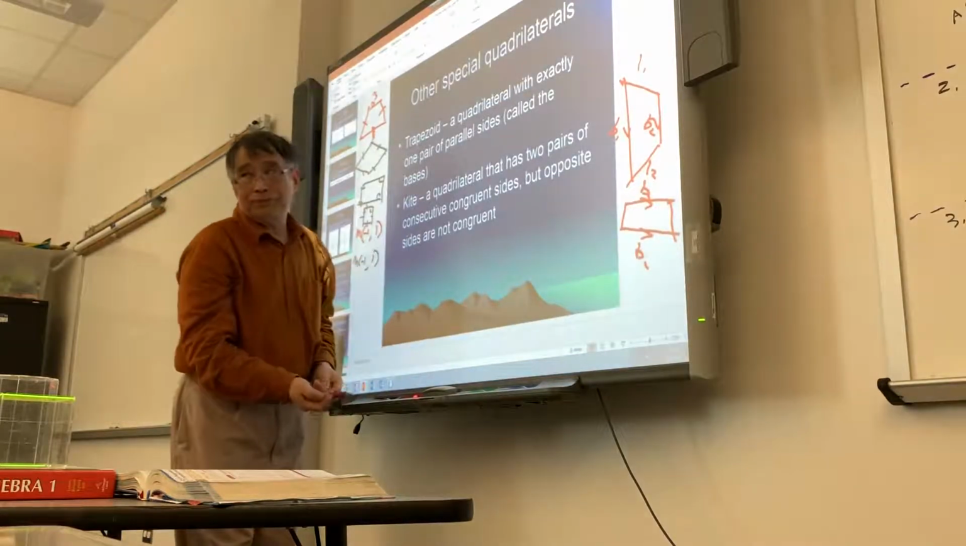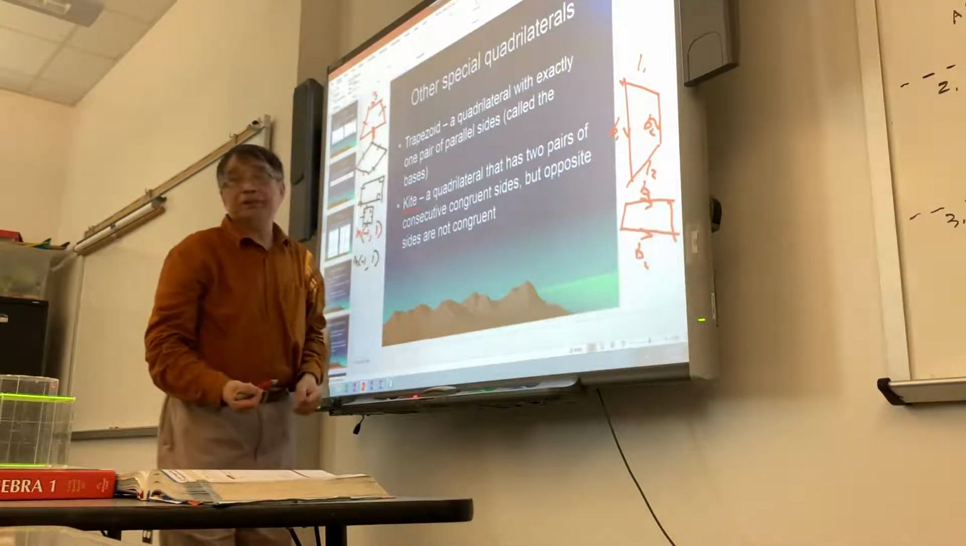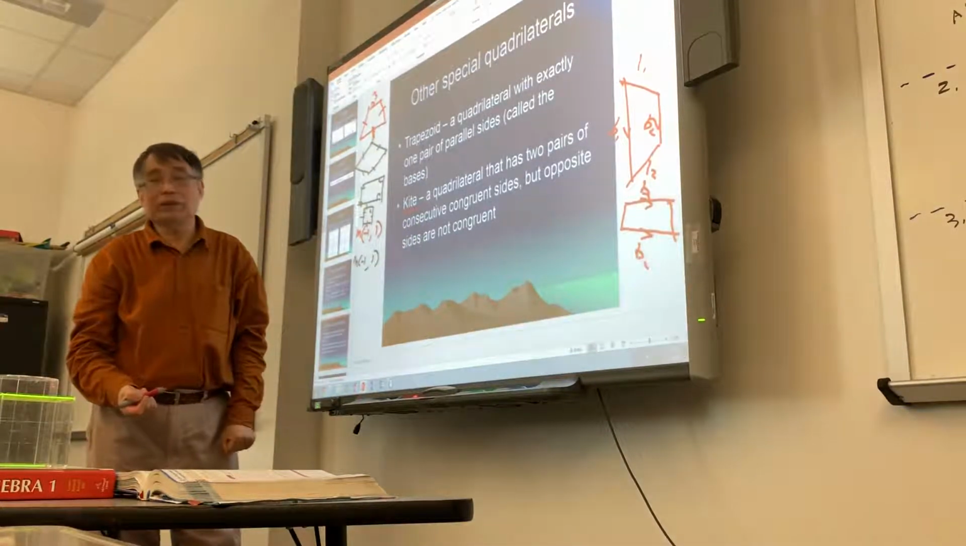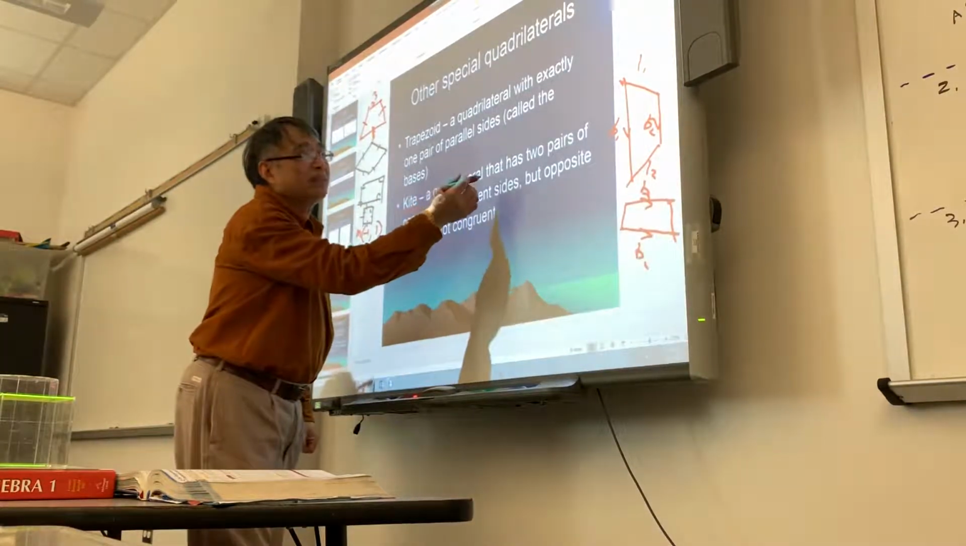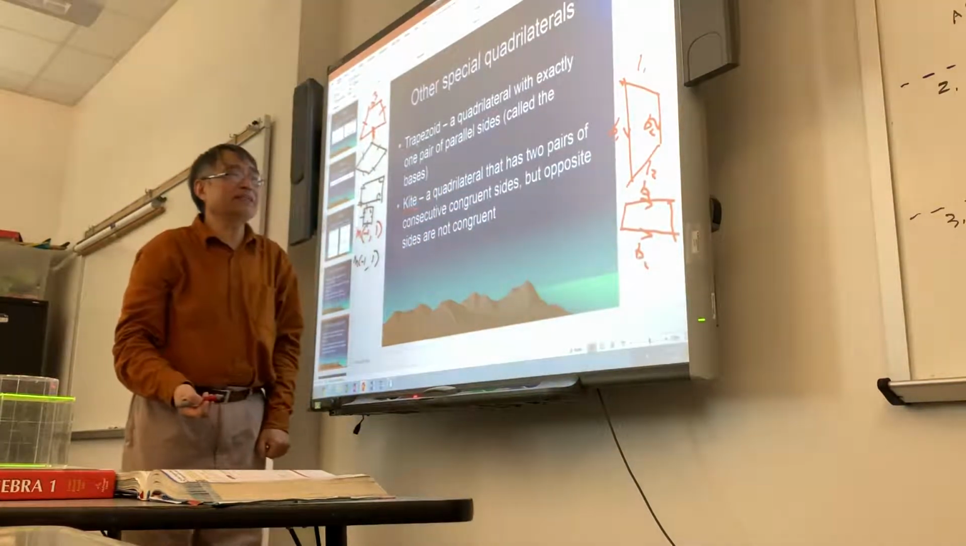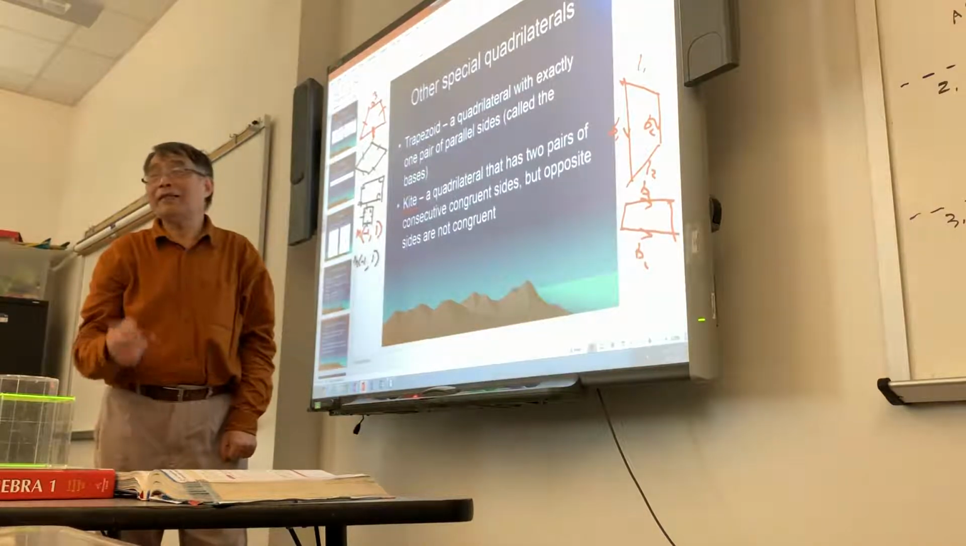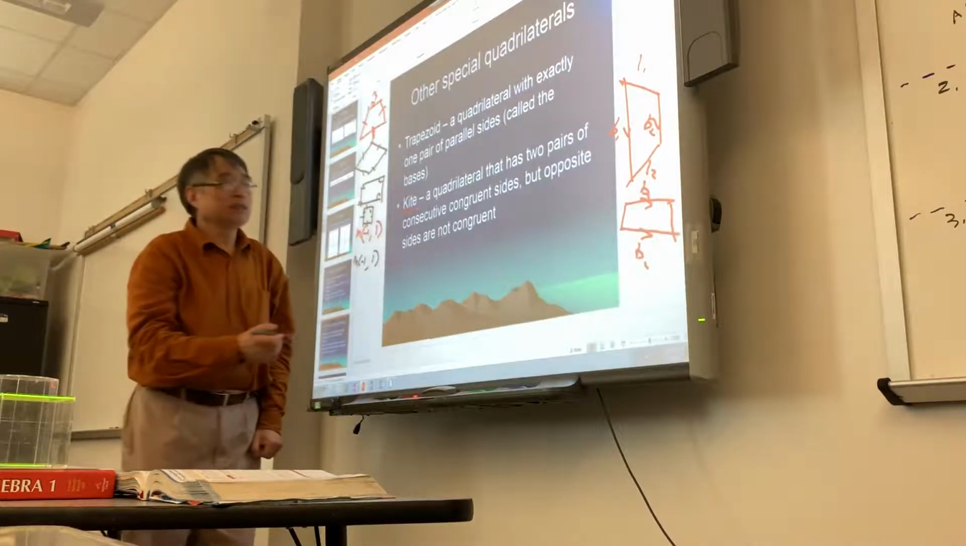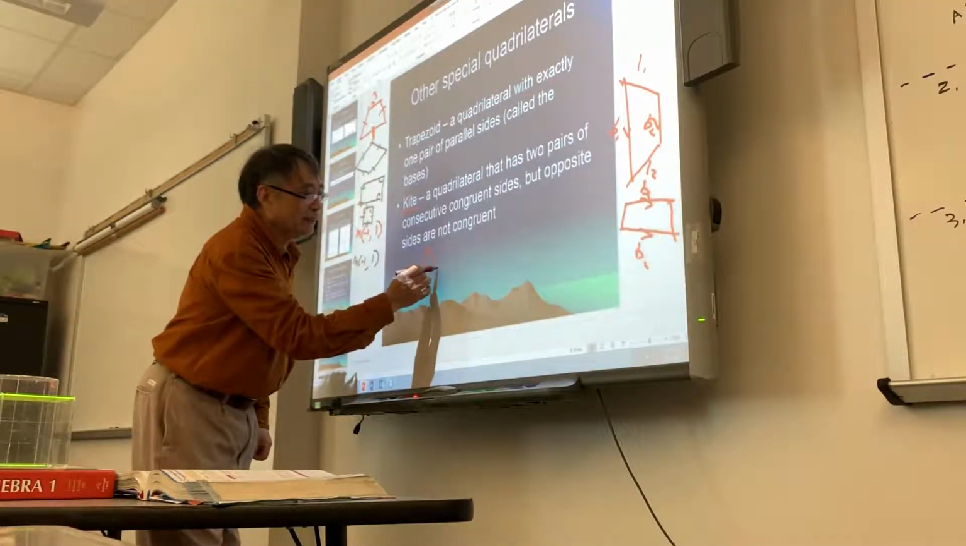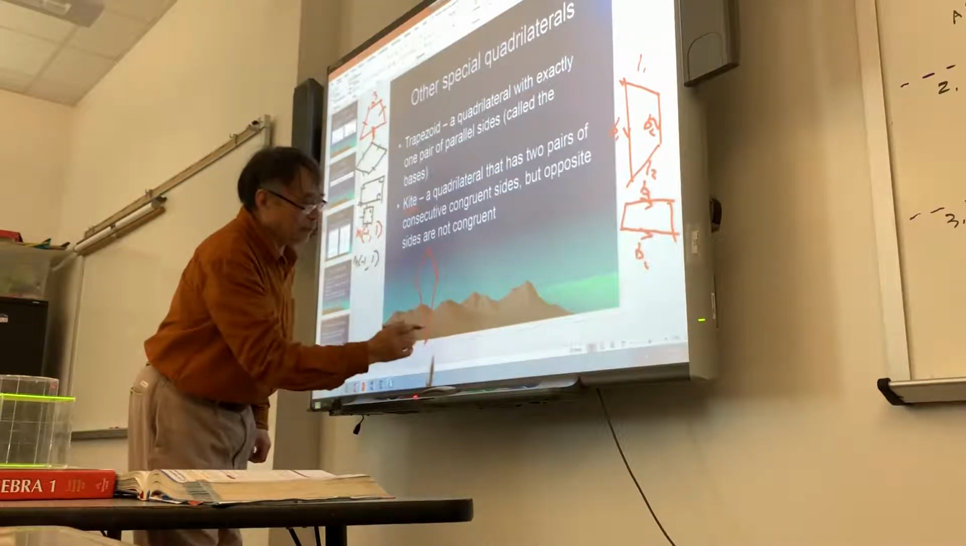The kite has lots of work, okay? A kite is a quadrilateral that has 2 pairs of consecutive congruent sides, and the opposite sides are not congruent. For instance, we have a kite like this. Okay, please.